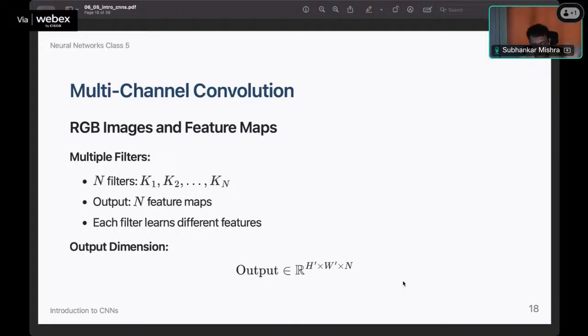So for one input and two kernels you will get two outputs, right? So here is the same thing. If you had one image but n filters, you would get n outputs. Those n outputs are called n feature maps, right? So now each filter is basically learning different features. One for, let's say, vertical edge, one for horizontal edge, and so on and so forth.